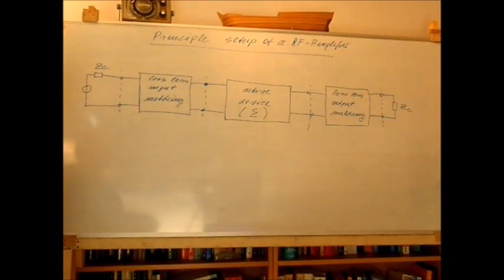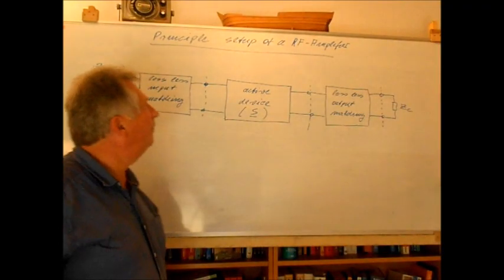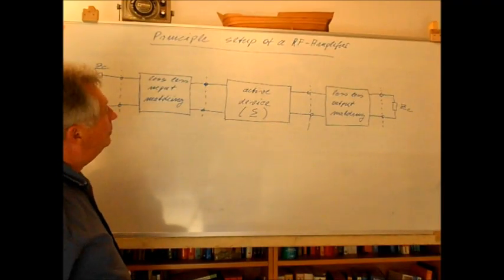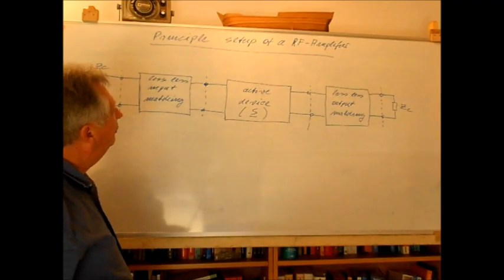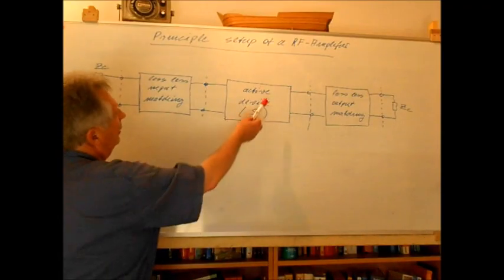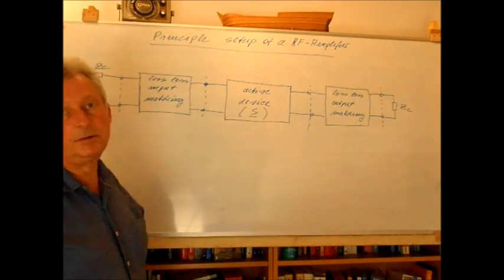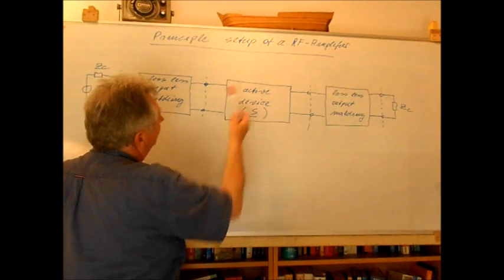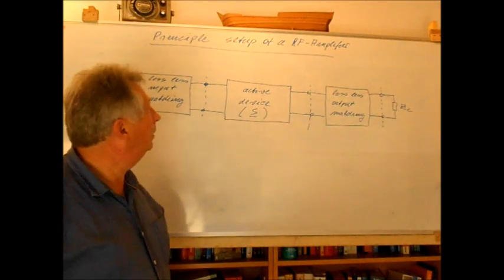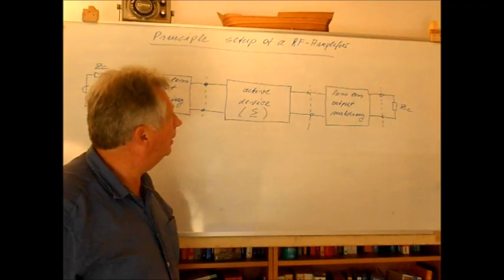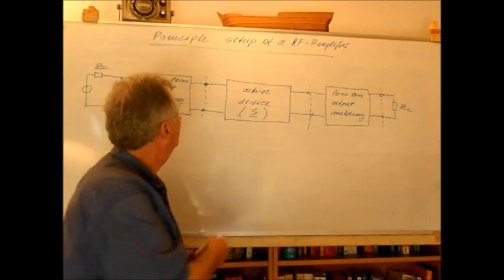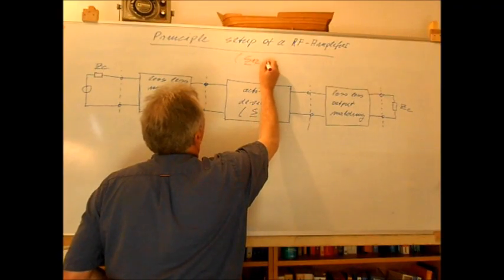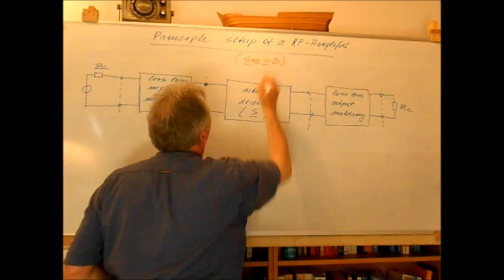I here sketched the principal setup of an RF amplifier, which corresponds to our consideration in the section before. So we have here our active device, which is described by its S parameters, and we saw if we want to have the maximum power gain, or in our case we assume a unilateral transistor, that in our case we assume S12 is equal to 0.